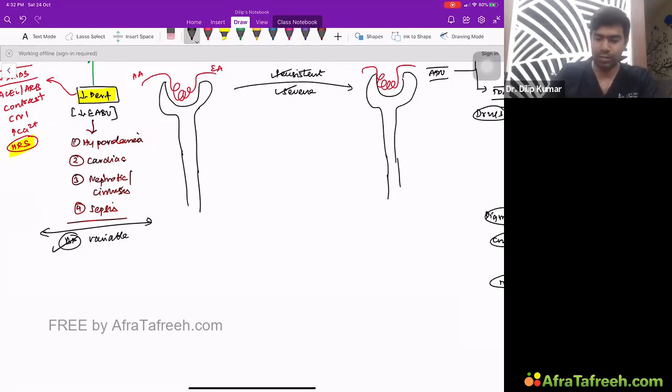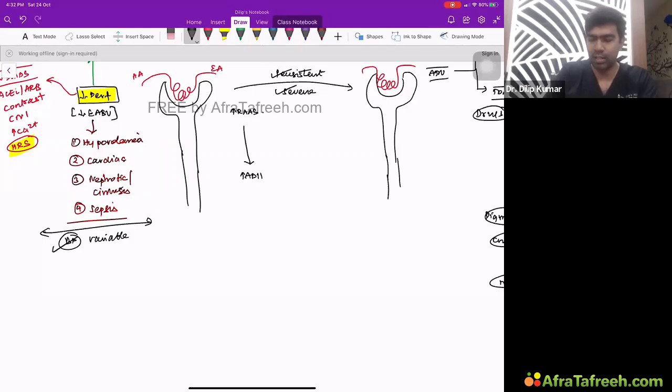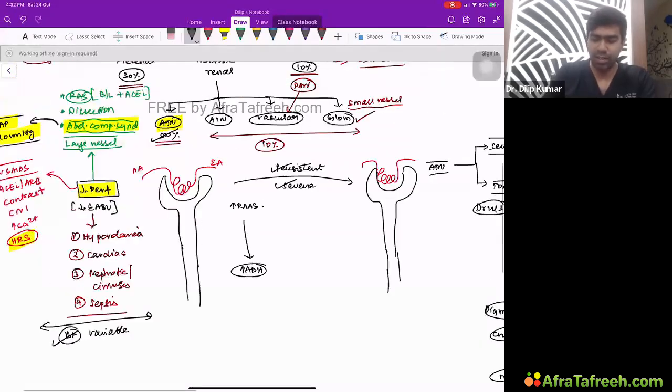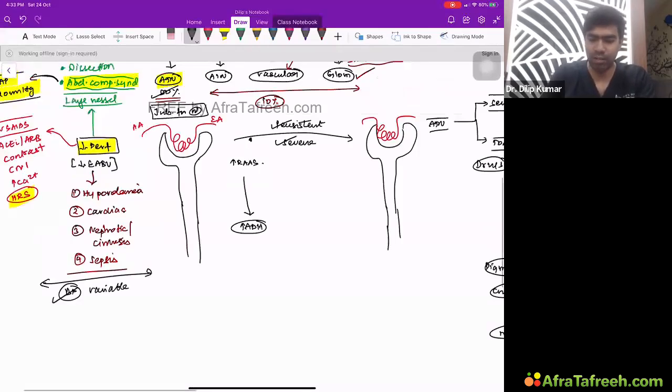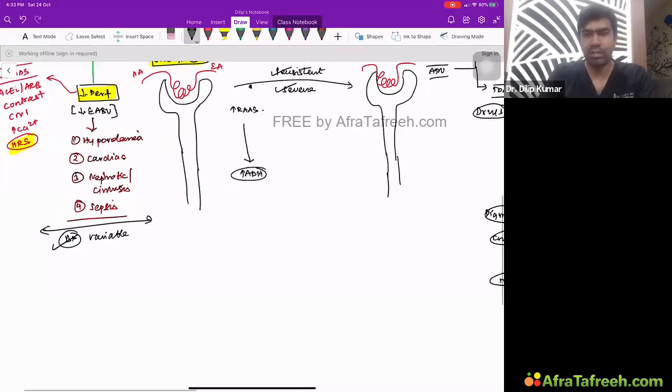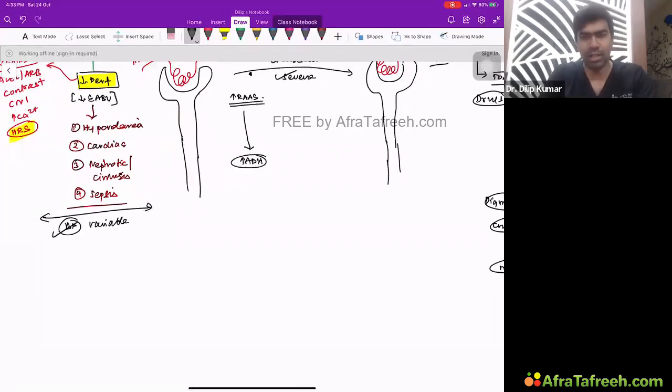So first, in a hypoperfusion state, the one thing that will be activated is the renin-angiotensin-aldosterone system. This system is also going to activate ADH. By definition, please understand, in a pre-renal failure, the kidney function, or I can write the tubular function, is by default normal. In a pre-renal AKI, the tubular function is basically normal, which means they respond very well to this RAS and high ADH.